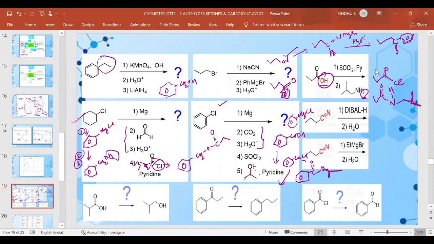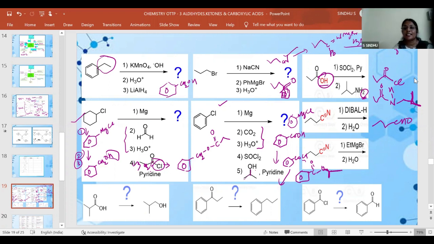So it is formation of acid chloride followed by amide formation, the second step, right? And when it comes to a nitrile with DIBAL-H, followed by hydrolysis, we get an aldehyde.